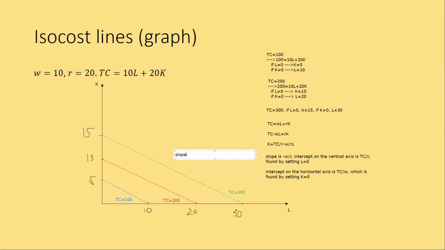The slope is negative W over R, and we have W equals 10 and R equals 20. So the slope is negative 10 divided by 20. That is negative half. And it's the same for all those three isocost lines. Because when we draw different isocost lines, we are changing the level of total cost from 100 to 200 to 300. But we are looking at the same wage rate and the capital rent rate. So the slopes for all the isocost lines are the same.